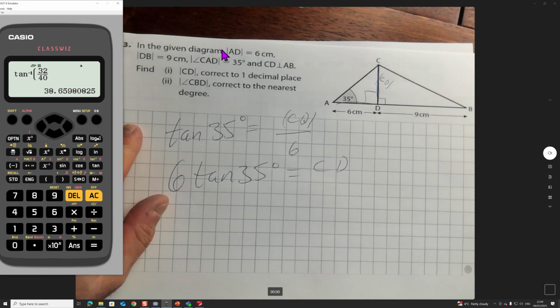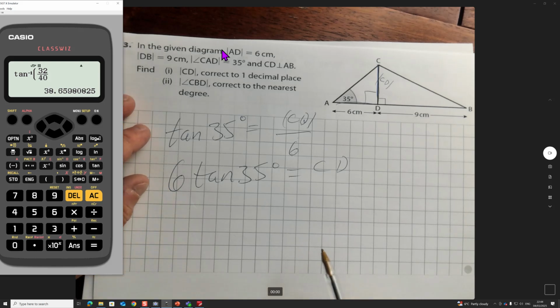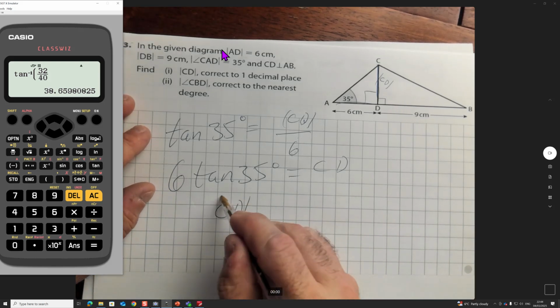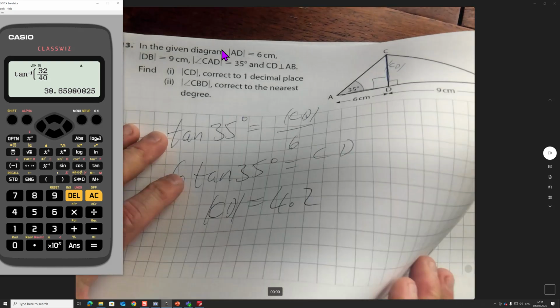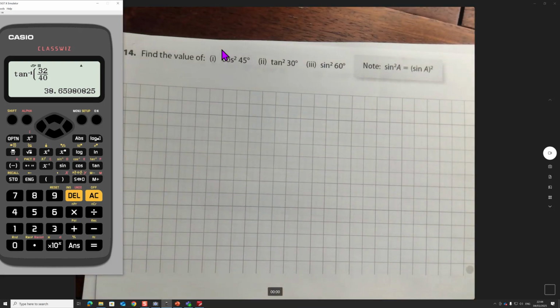Plug it in. I just read it off the answer sheet. It turns out to be 4.2. Okay, when rounded, that comes out to be 4.2. And plug that into your calculator by all means.